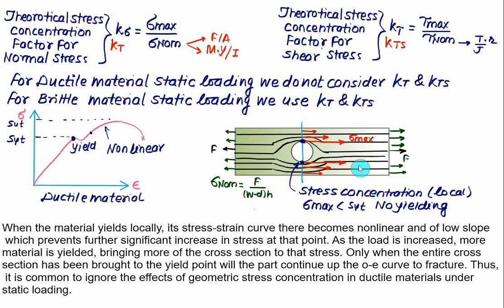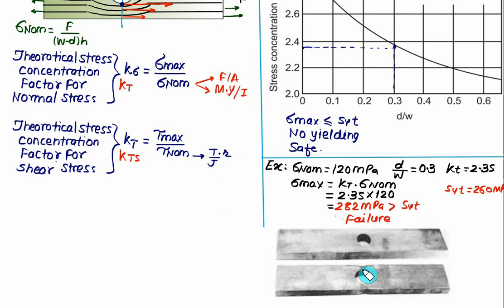As the load increases, that is the value of F increases, more material will yield, bringing more of the cross section to that stress. So more area has a stress value equal to SYT. Now because of local yielding at this cross section, we may exceed the stress beyond the yield, but the remaining cross section entirely has a stress of sigma nominal, and if the value of sigma nominal is less than SYT, then we say that the part will not fail. It's local yielding. I have shown you this local yielding in the last figure. So here you observe the local yielding. This part is yielded, but the part will not fail.